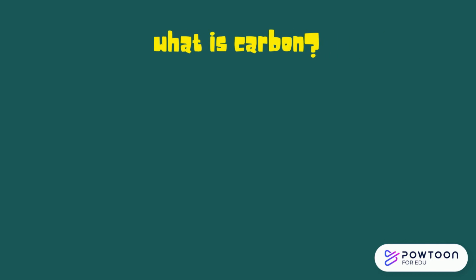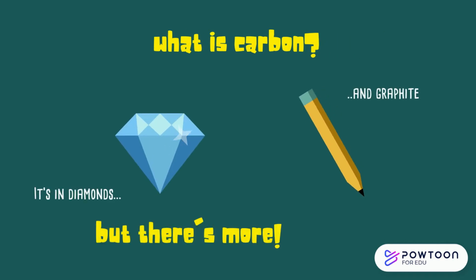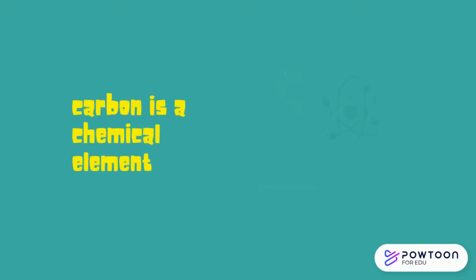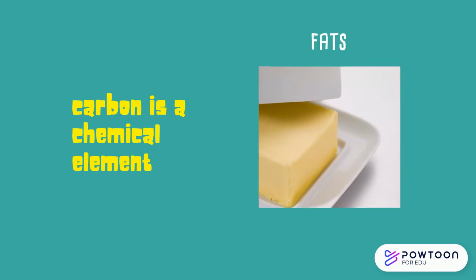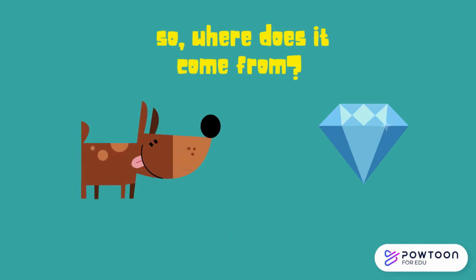But what is carbon? Carbon is more than a diamond or the graphite in your pencil. Carbon is a chemical element found in all living things. It is part of DNA, proteins, carbohydrates, and even fats. Living things can't make their own carbon. So where does it come from?